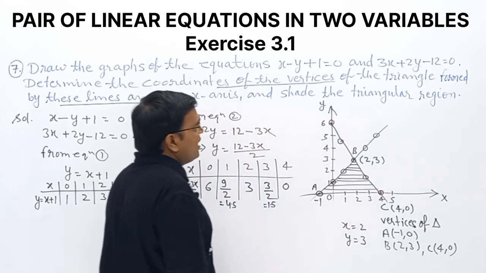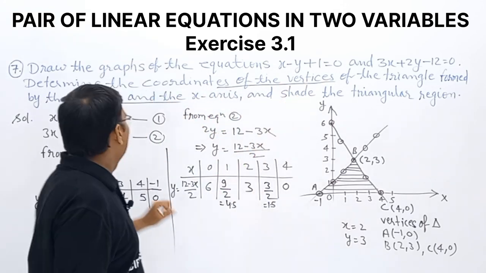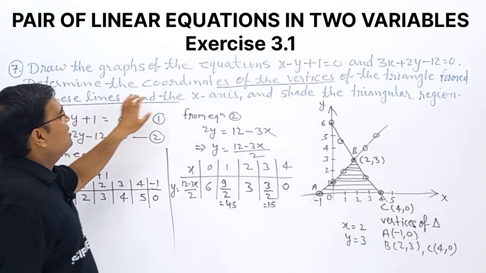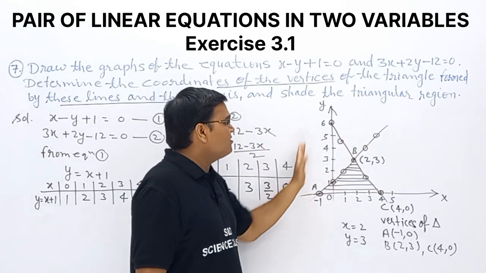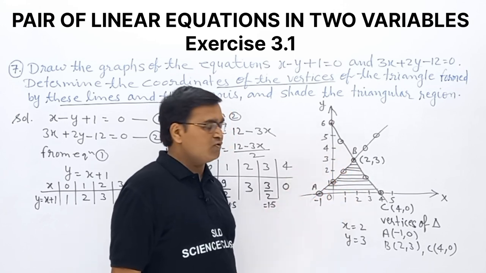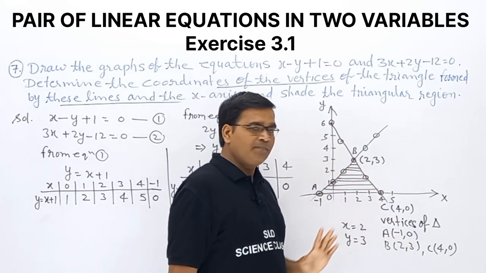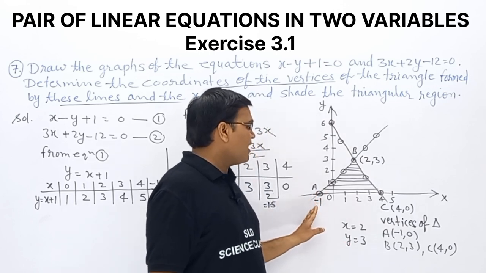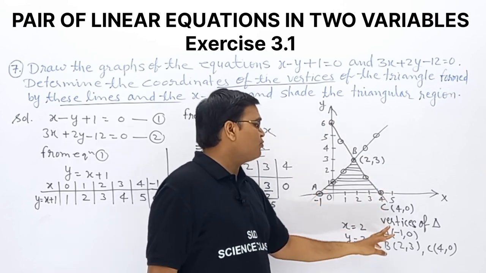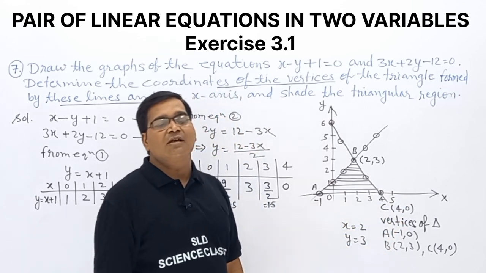But we want to find the coordinates of the vertices of the triangle formed by these lines and the x-axis. These lines and the x-axis make this triangle, and we want to find its vertices. First, point B is (2, 3), this point is (-1, 0), and this one has x coordinate 4 and y coordinate 0. So this is the answer for this question.